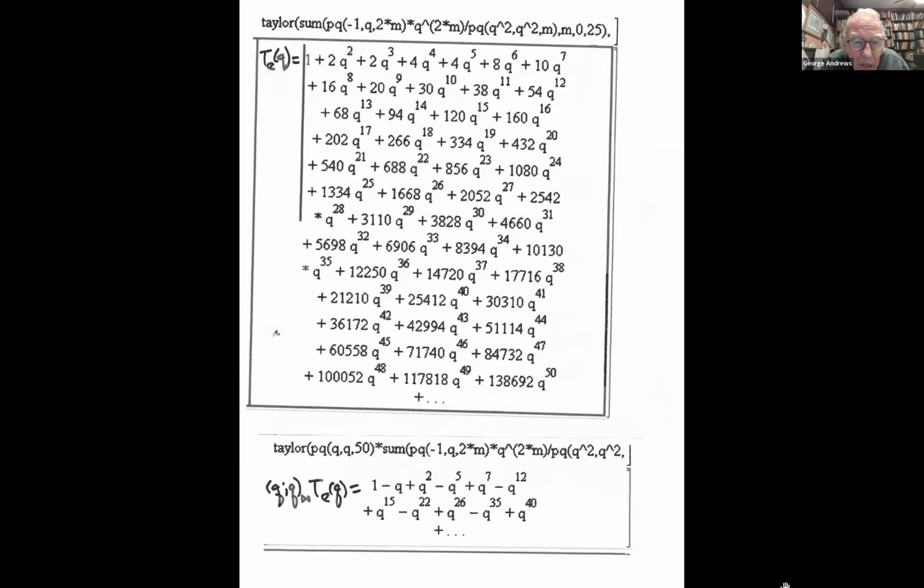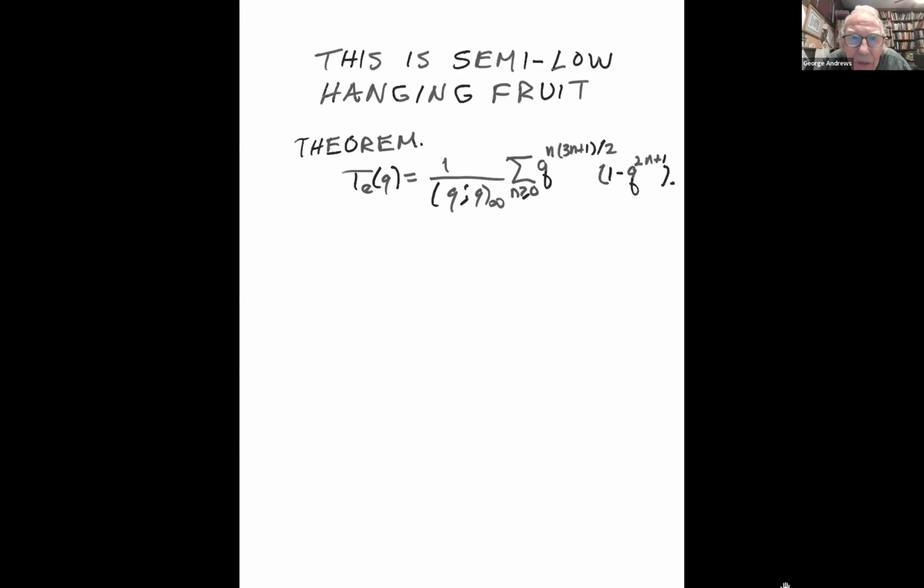So if I look at the T sub e of q term, you see this infinite series, which if I multiply by q infinity, as I do at the bottom of the screen, lo and behold, it's this series, which is, again, the pentagonal number series. This isn't Euler's series again because the signs are wrong, but the exponents are the pentagonal numbers. And so the first thing we'd like to do is to see if this is actually true.